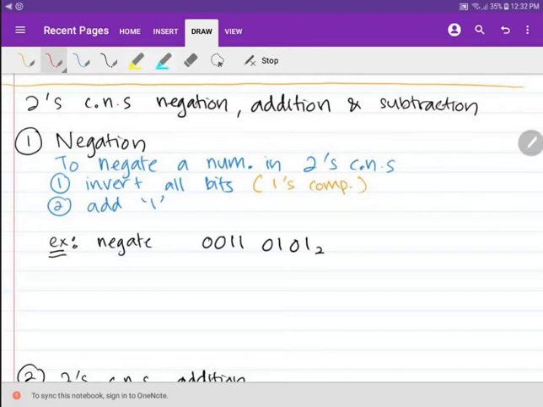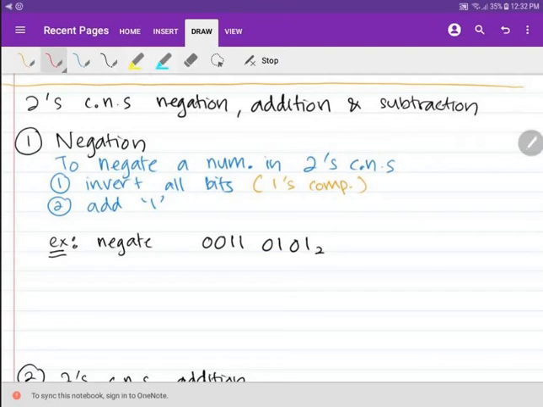Negation is simple. From the term itself, it means to negate a number. If you negate a negative number, what will you get? Positive. If you negate a positive number, you get negative. So negation. Are you all following? Because you are all very quiet. I don't know whether you understand or not.